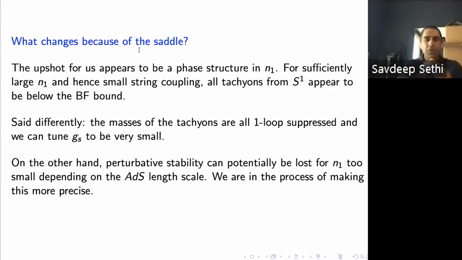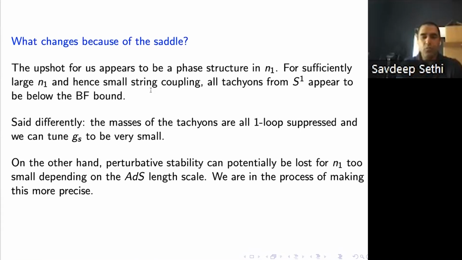Okay, so what changes because of the saddle? Everything I told you, I initially would have told you a few months ago on the assumption that that self-dual radius was actually a minimum, but it's no longer a minimum. Now it's actually a saddle point. And that means there are tachyons that come out from that extremum, and we have to worry about them again. But the mass of those tachyons is all suppressed by G string. So for sufficiently large N1, hence small string coupling, all of those tachyons can be pushed above the BF bound.